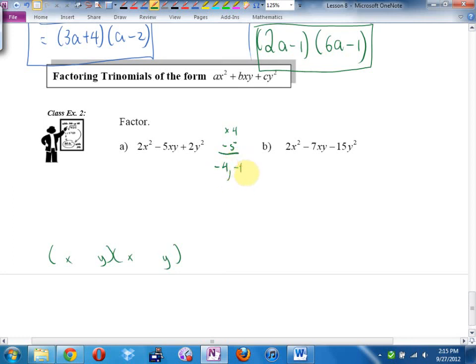Yeah. Good. I'm going to factor this. Let's see. 2x squared drops down. The 2y squared drops down. And I'm going to break the negative 5xy into a negative 4xy and a negative 1xy. GCF out of the first two.